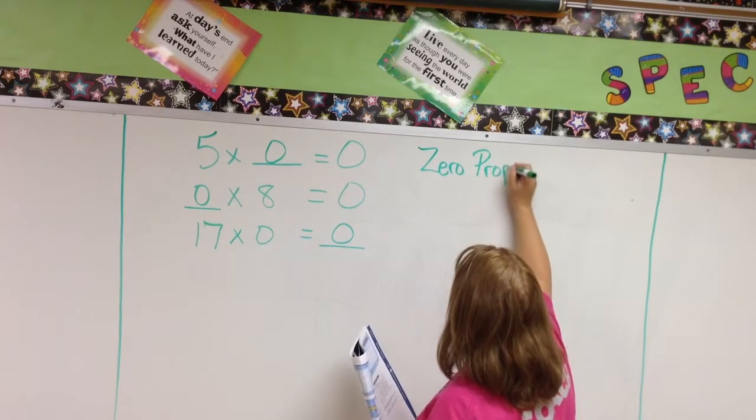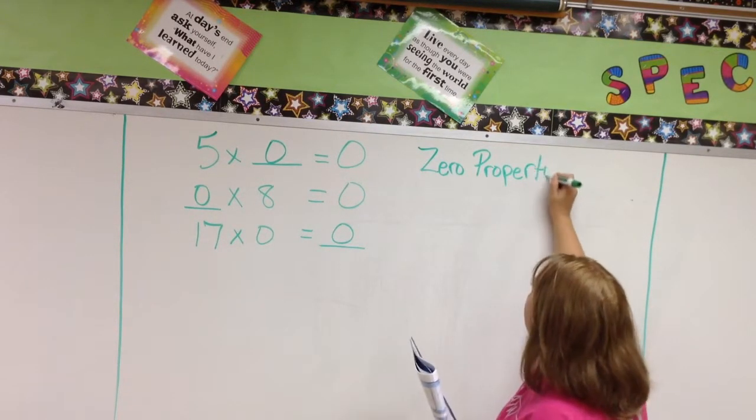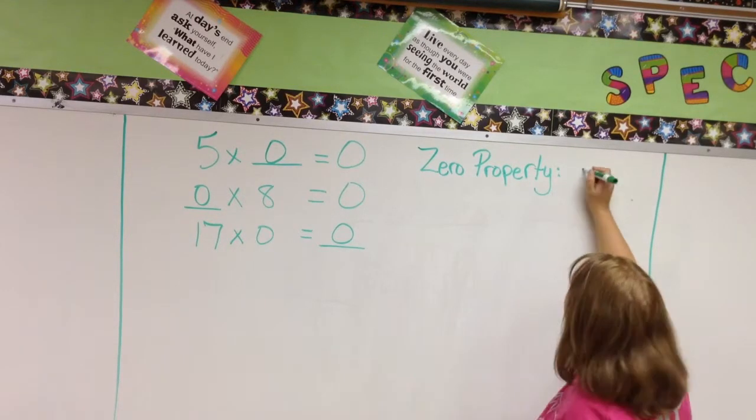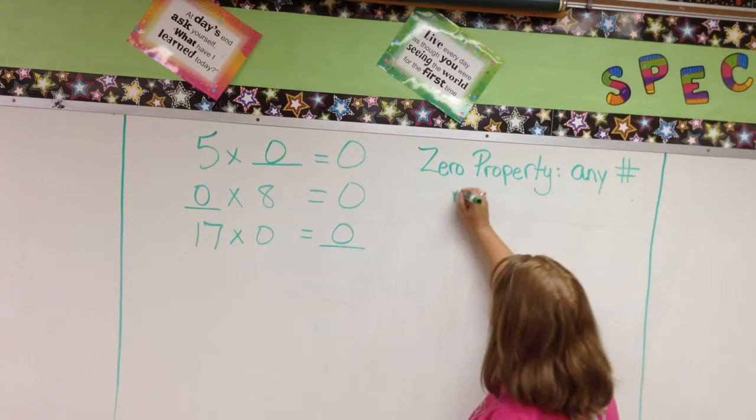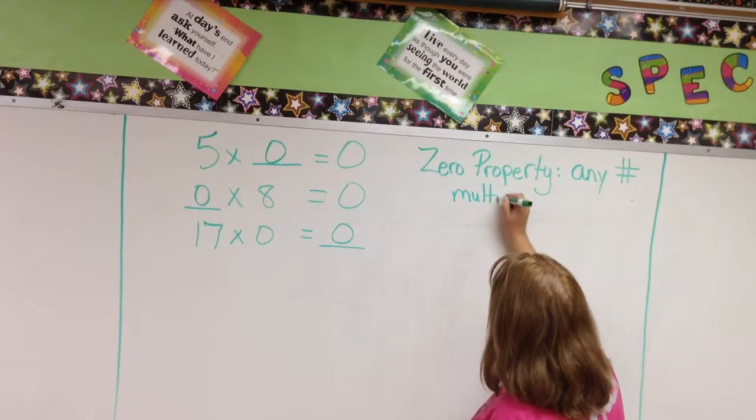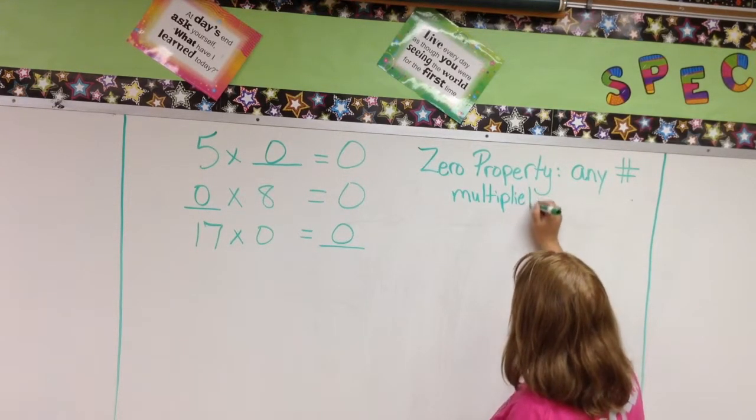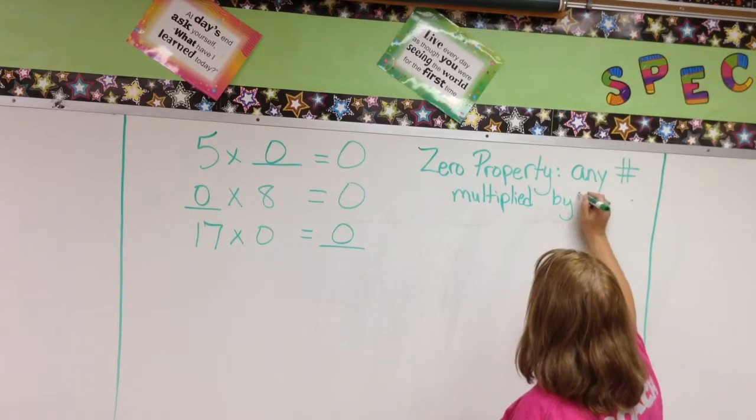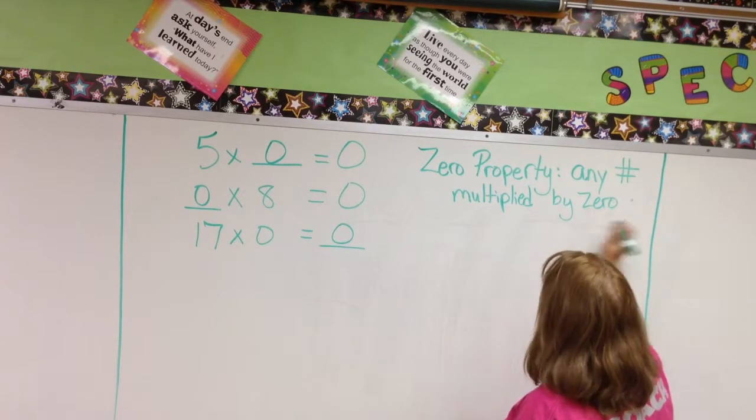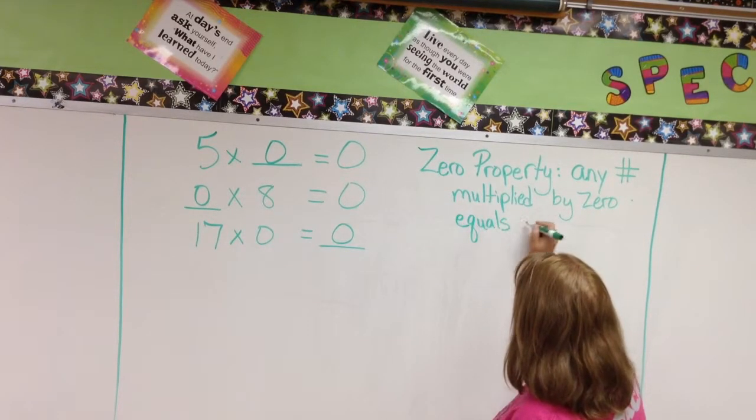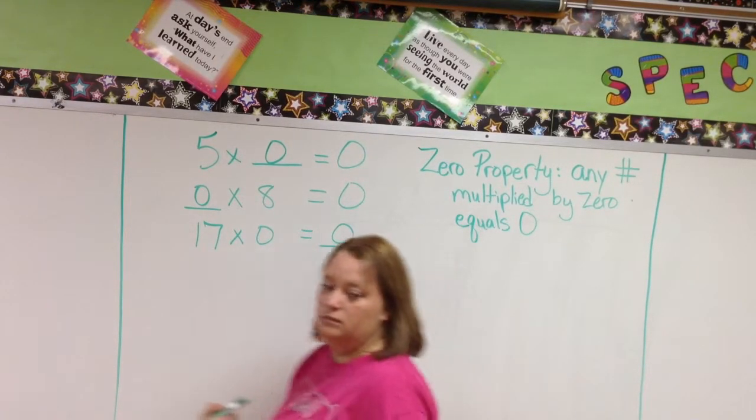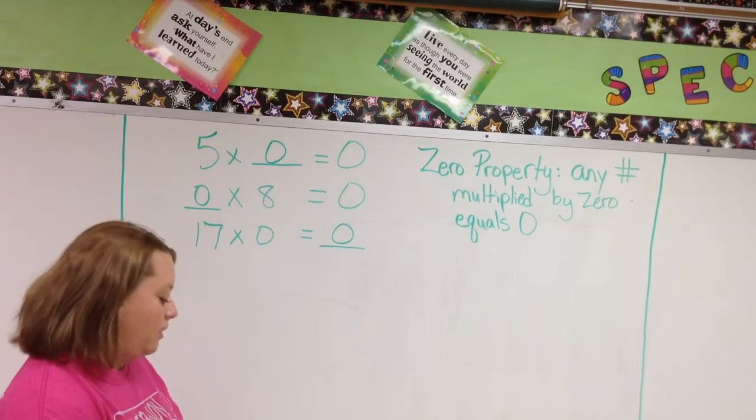Go ahead and write this definition down. But the zero property states that any number multiplied by 0 will always equal 0. Any number multiplied by 0 will always equal 0.